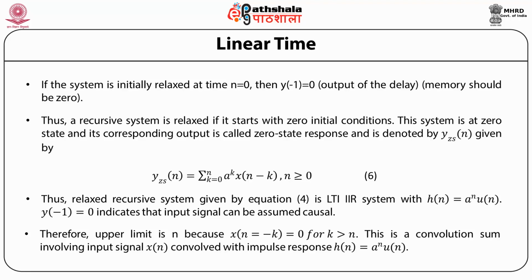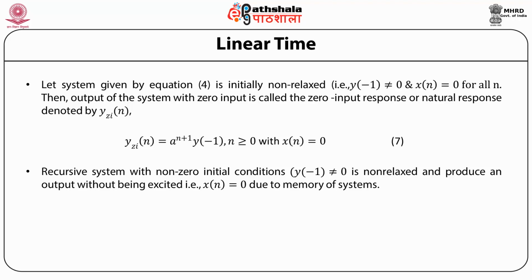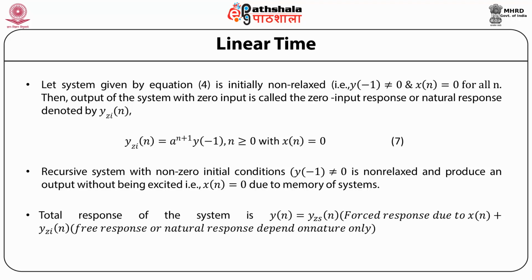So let the system which is given by equation 4 be initially non-relaxed. That is, y(minus 1) is not equal to 0 and x(n) is equal to 0 for all values of n. Then the output of the system with zero input is called the zero input response or natural response, which is denoted by y_zi(n). So y_zi(n) will be equal to a to the power n plus 1 y(minus 1), n greater than or equal to 0, with x(n) equal to 0.